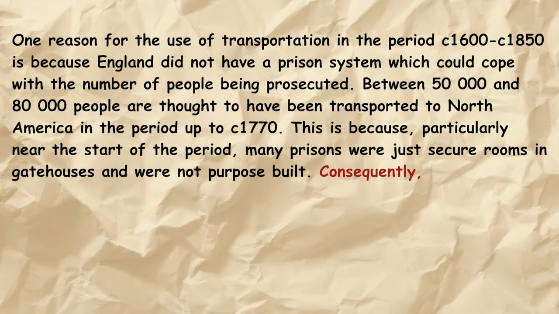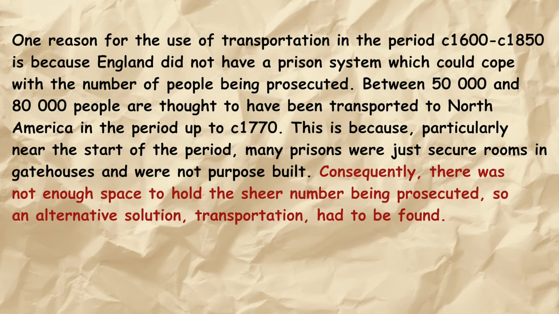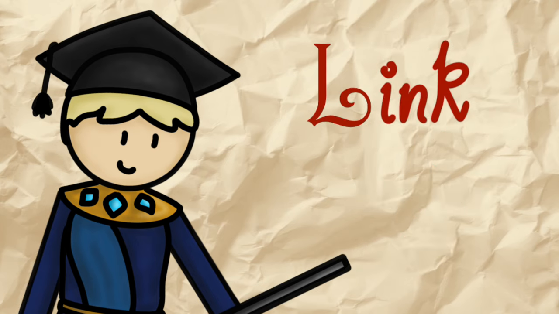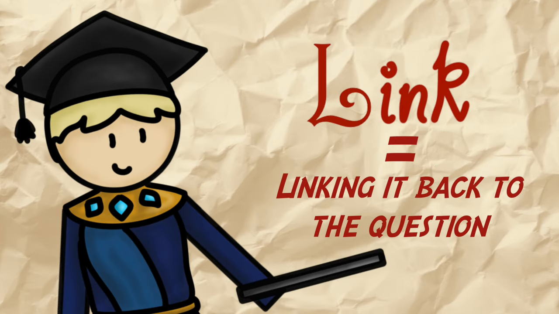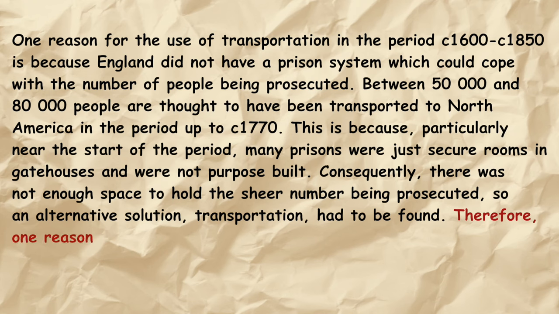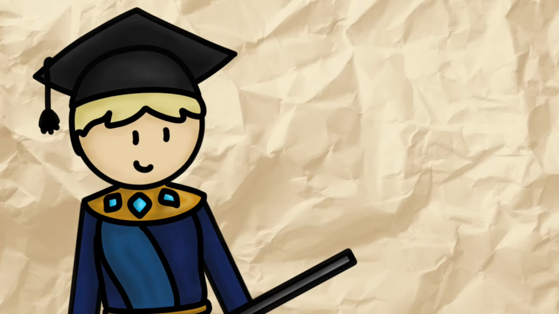So we could say, consequently, there was not enough space to hold the sheer number being prosecuted, so an alternative solution, transportation, had to be found. The final step in this paragraph is link. Link is linking it back to the question. So essentially, you're just repeating your point. Therefore, one reason for the use of transportation is because England did not have a sufficient prison system. And that's our first paragraph done.